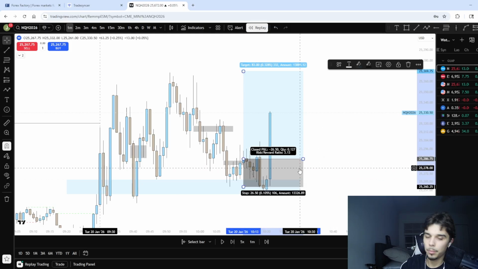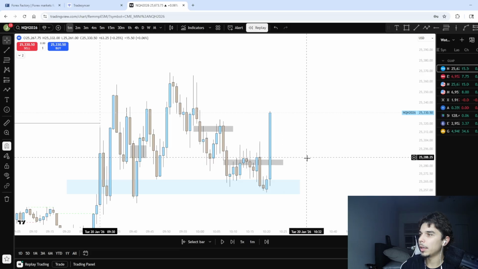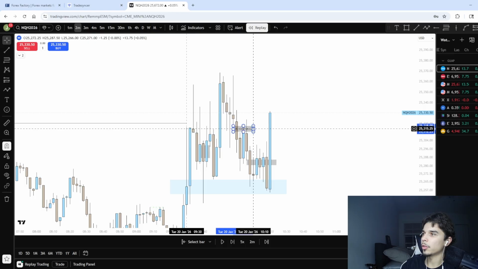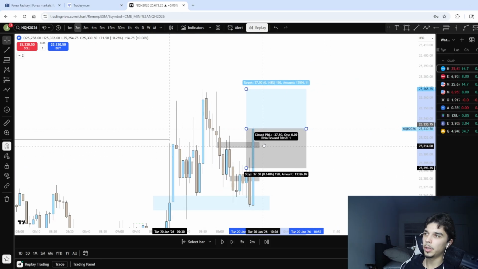Come down, get a re-sweep. Okay, what do we end up doing now? Now we really end up running through this gap, and what do we also do? I believe we also enter off this 2-minute. Yep, we also run through this 2-minute gap as well. Awesome. So now I'm going to go ahead and enter. Kind of a botched entry, the big candle right here.